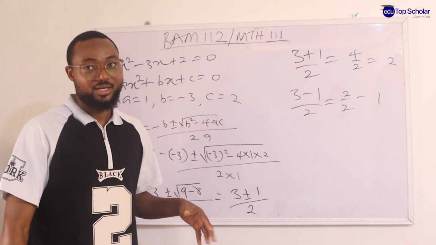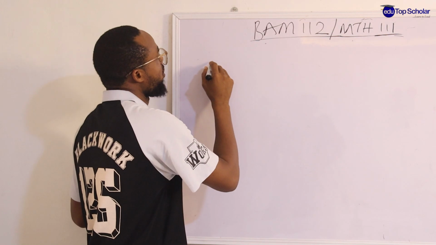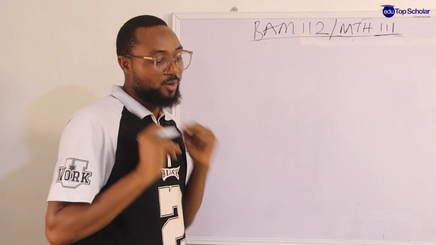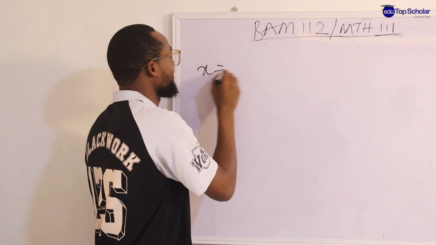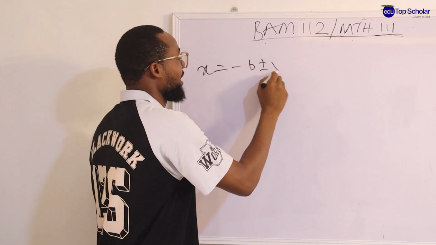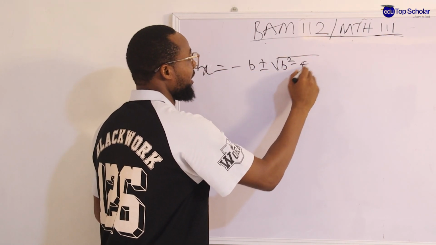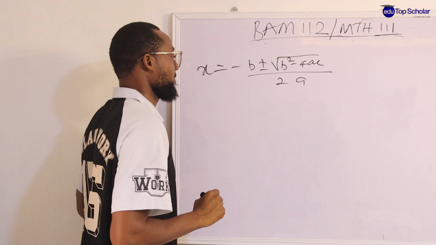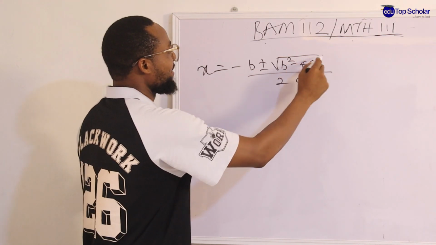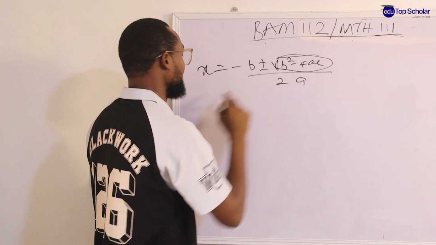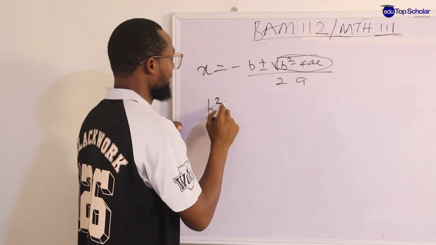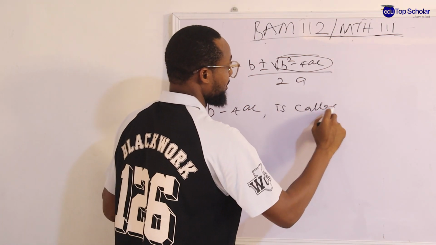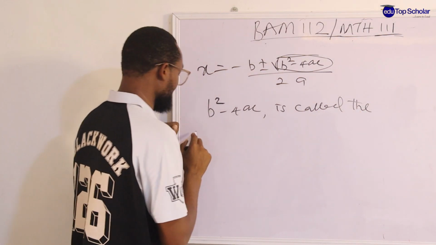the quadratic formula. So this leads us to the discriminant. From the quadratic formula, we have x equals to minus b plus or minus root b squared minus 4ac over 2a. From here, what we have inside the square root here, that is b squared minus 4ac, is called the discriminant.